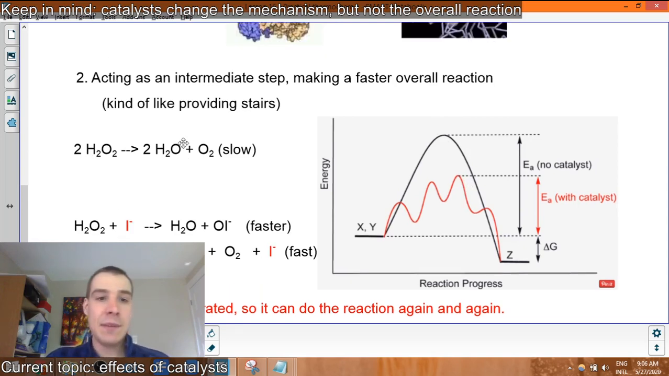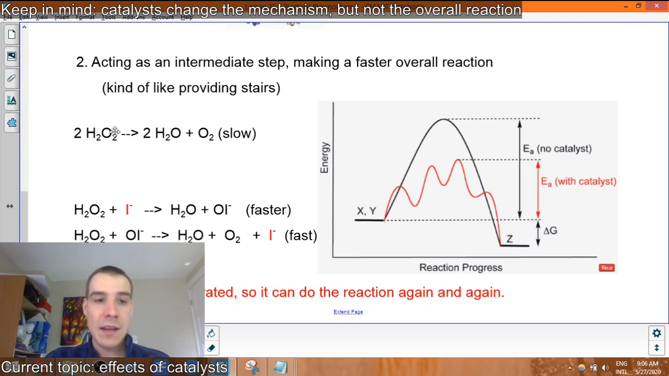And the same thing can happen with the hydrogen peroxide reaction. Here's the normal reaction. It's slow, but if there's iodine in the solution, you get hydrogen peroxide plus iodine. You get this ion, and it makes a water. And then a second peroxide can come in and react with the ion, this OI ion, and make another water, make the O2, and then it regenerates the iodine.